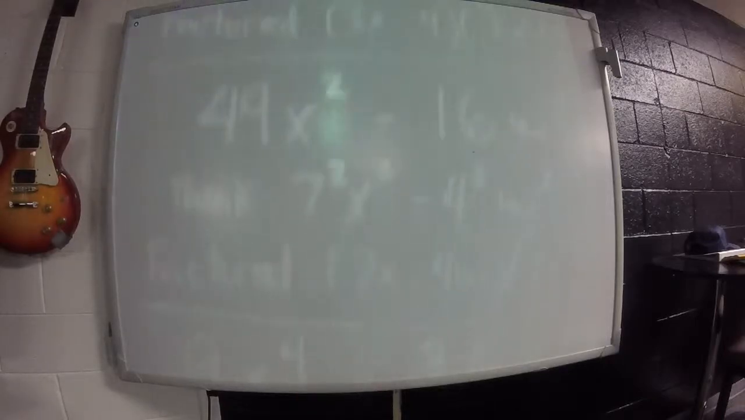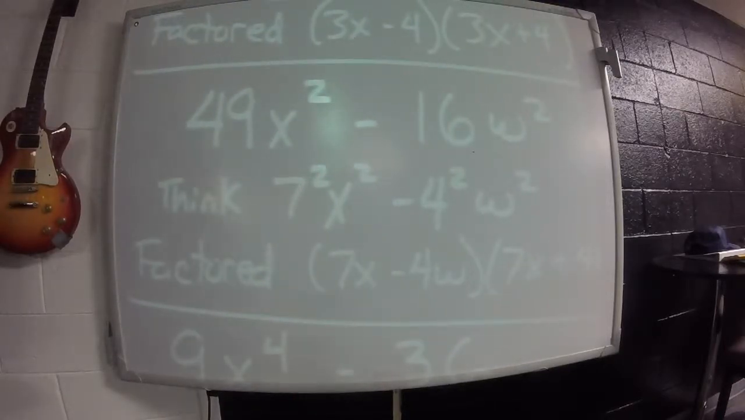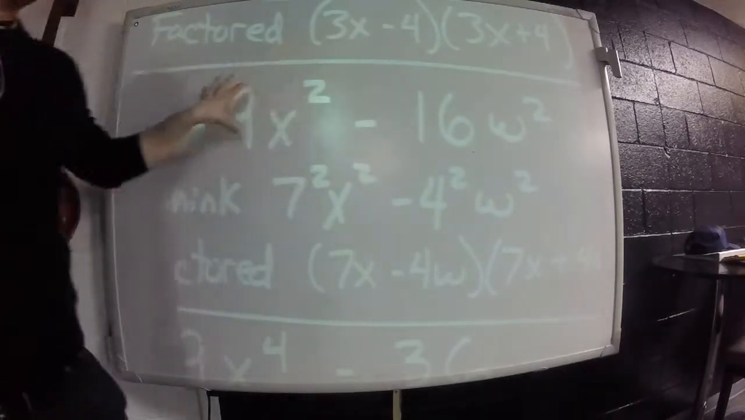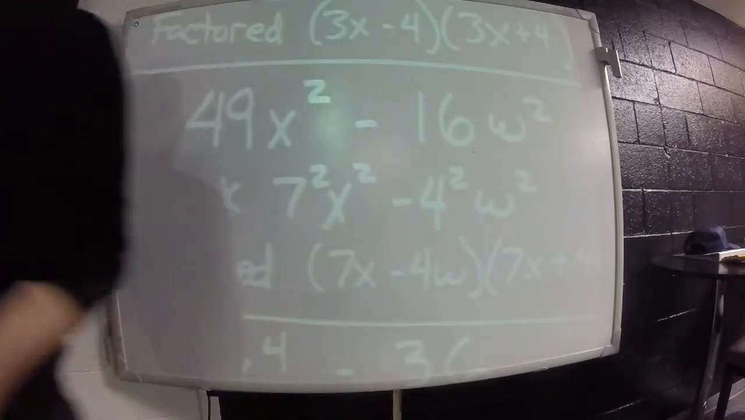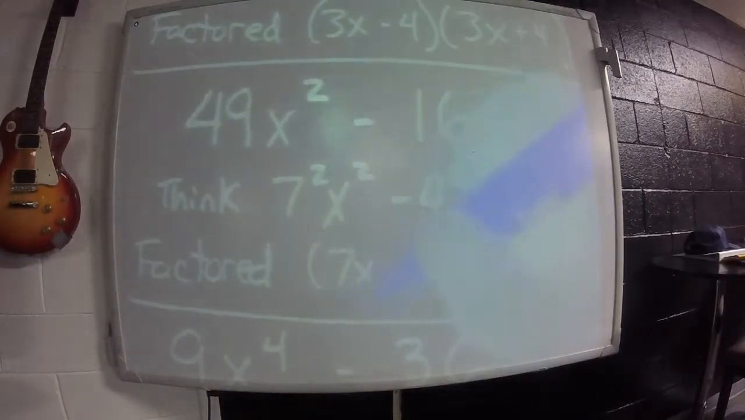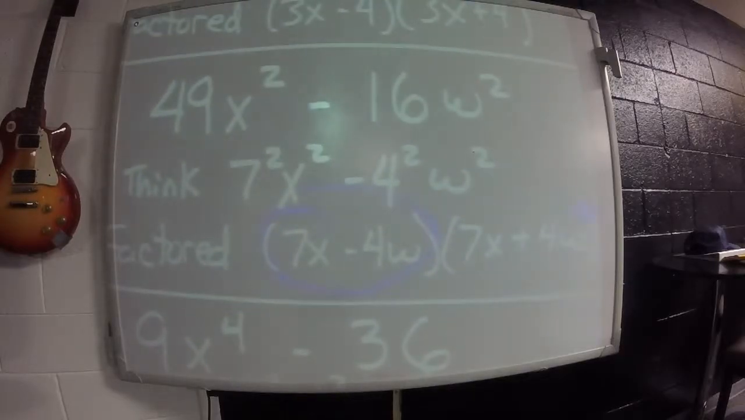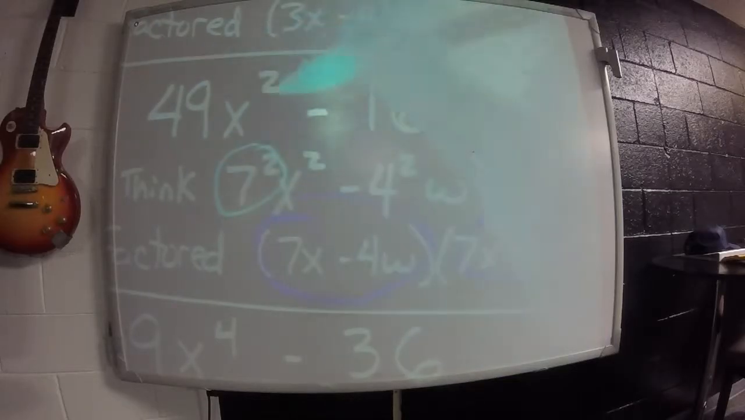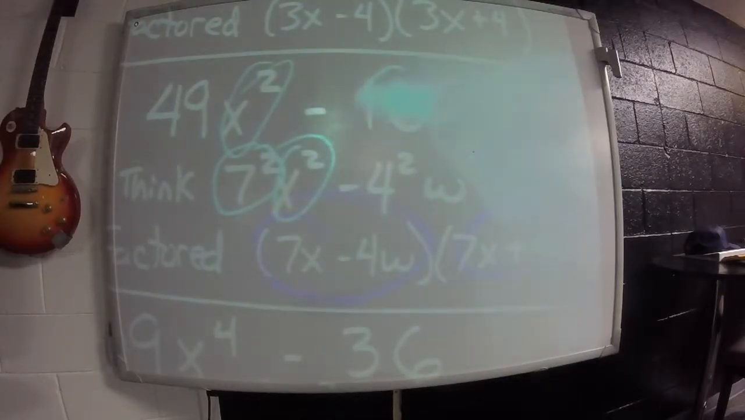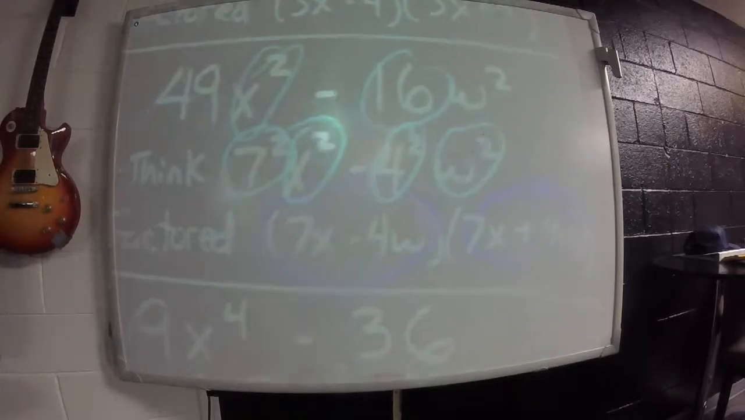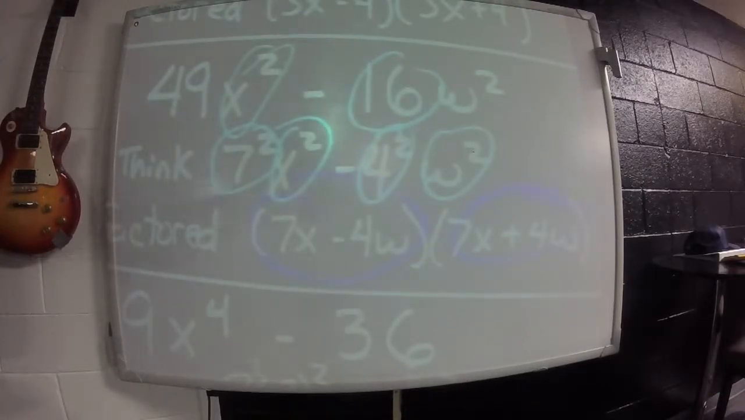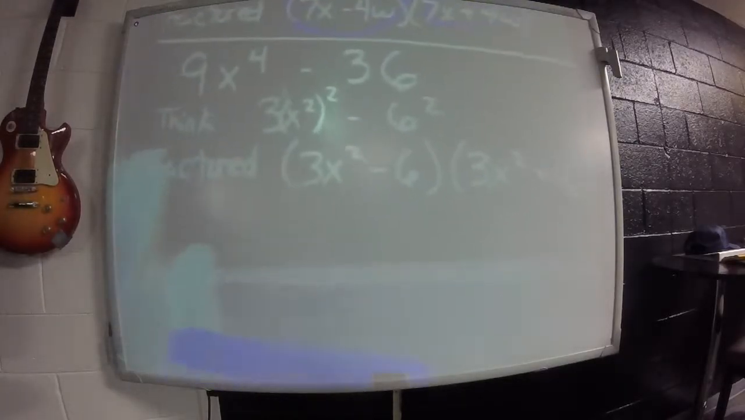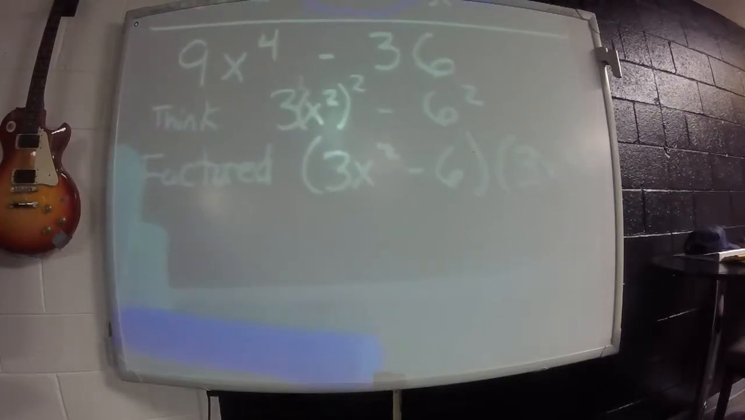On the next one, you got a number attached to 2 different letters. So this one is 7 squared x squared and 4 squared w squared. So I just need 7x minus 4w, and then 7x plus 4w. Think of 49 as 7 squared x squared, and then 16 is 4 squared w squared. So there's your 7x minus 4w, 7x plus 4w. And like I said, the very last one would have an x to the 4th in it, just to kind of throw you off.